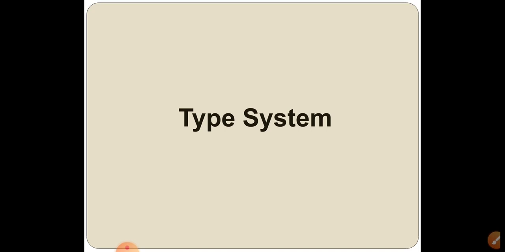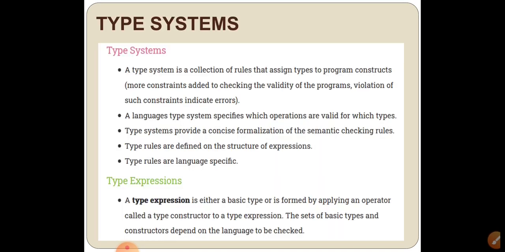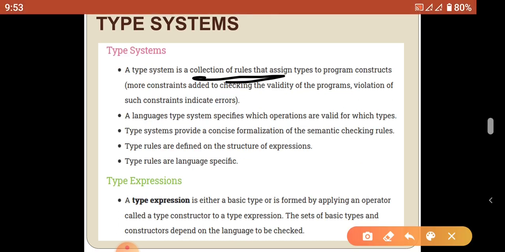Type system means a collection of rules for how we validate type mismatch errors. So this is called the type system. The type system is a collection of rules that assign types to program constructs. That means we give a type to the identifier, declaration part, that is data type, expression, statements, functions, arrays, pointers, or all other program constructs by the collection of rules, and this is called the type system.